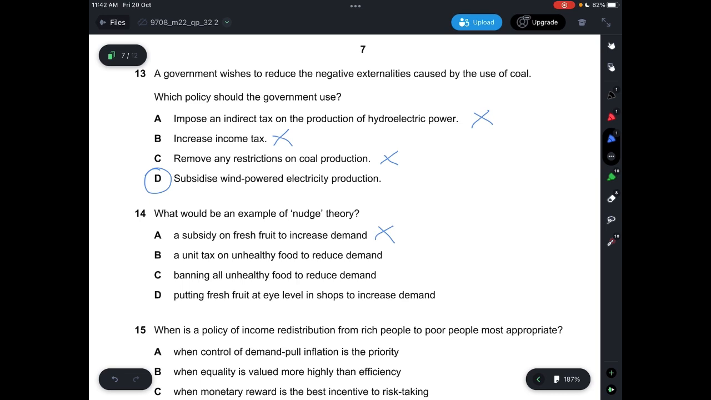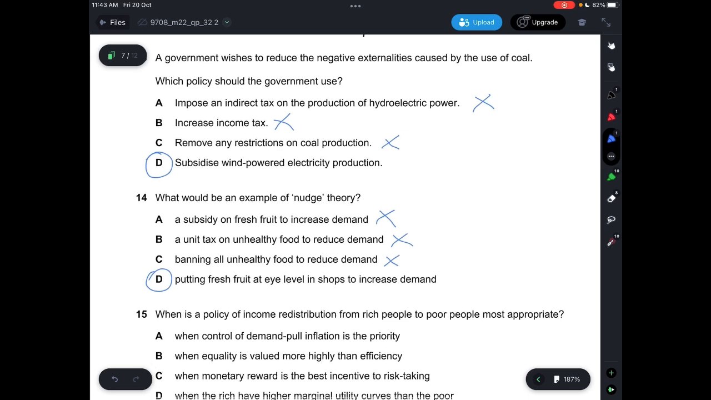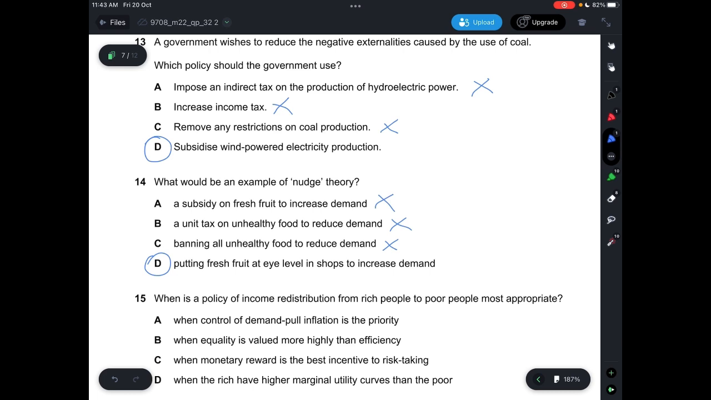It's not basically provisional information. B is also not provisional information. C is also not provisional information. So the answer is D, putting fresh fruit at eye level, so people will buy the fruit. Directly, or maybe they'll consider buying it. So it increases the demand for fruits.